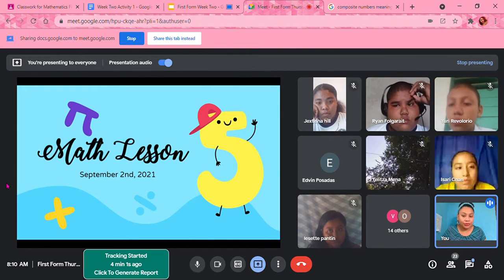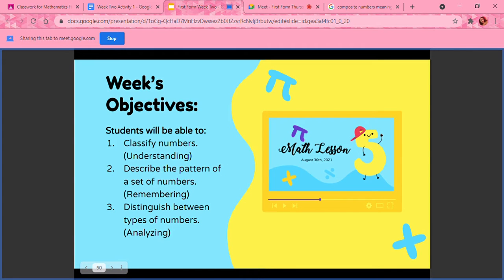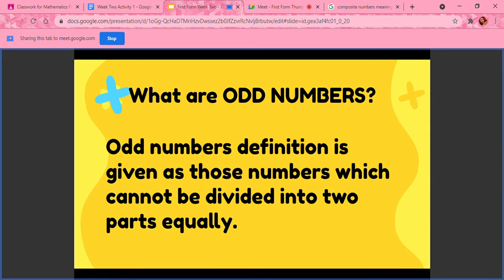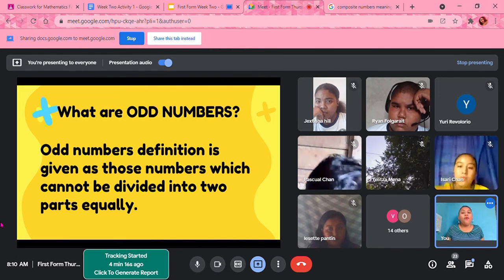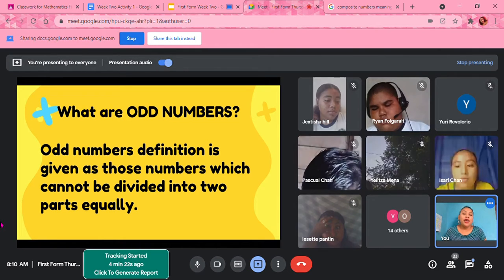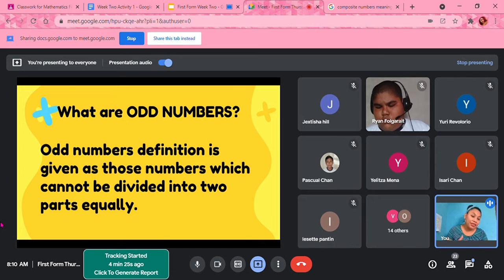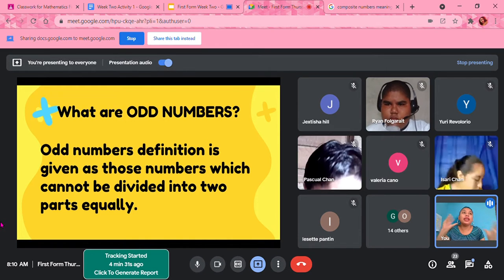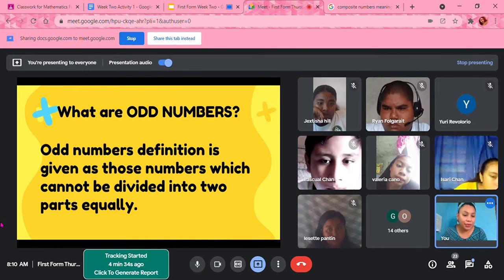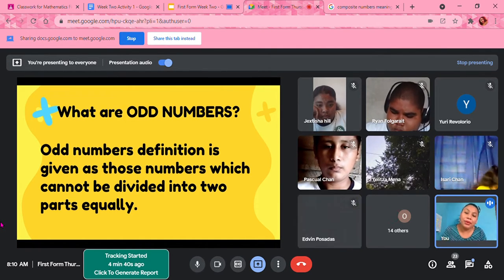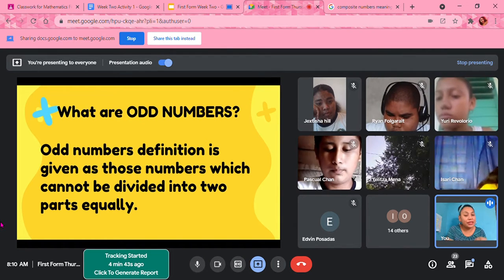Alright, so the first number that we are talking about today is, I'm gonna skip this one. What are odd numbers? So, before going to the definition of what is an odd number, we have odd numbers and we have even numbers, and that is one group of numbers. I can take all the whole numbers, all the integers, and all the natural numbers, and I can group them as odd or even.